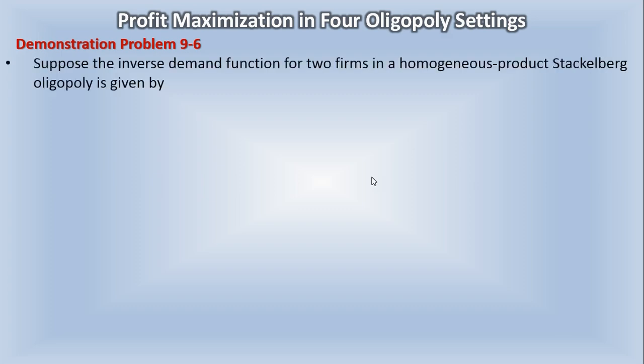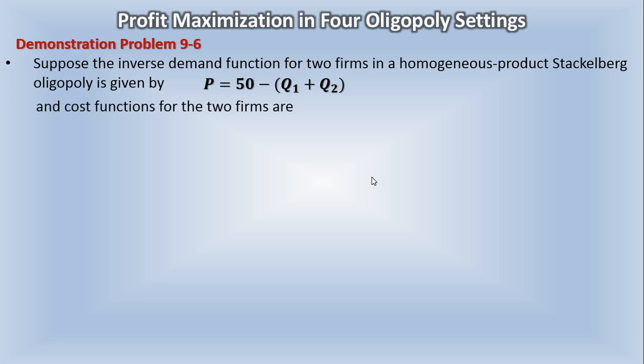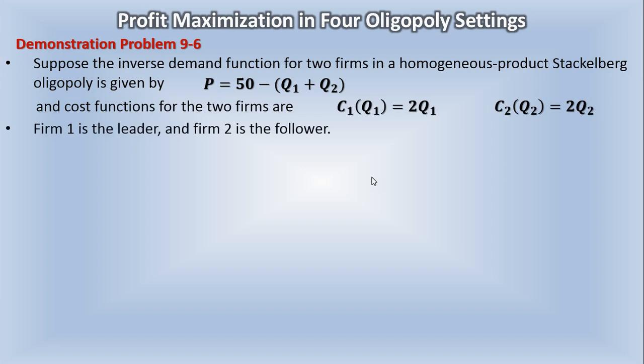So suppose the inverse demand function for two firms in a homogeneous product Stackelberg oligopoly is given by this equation here. Again, Q1 represents the output by the leader, Q2 represents the output by the follower. And the cost functions for the two firms are this one here. We keep it simple. There's just a variable cost, which means that marginal cost is equal to 2. And both firms have the same cost. Firm 1 is the leader, firm 2 is the follower.